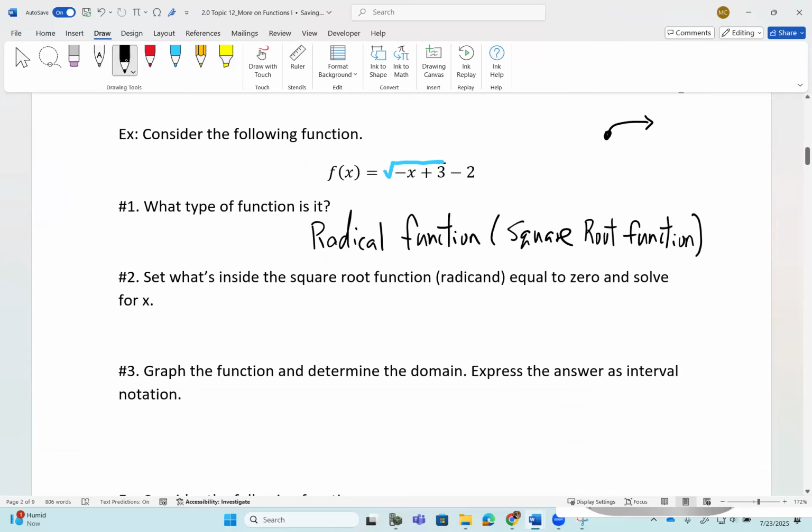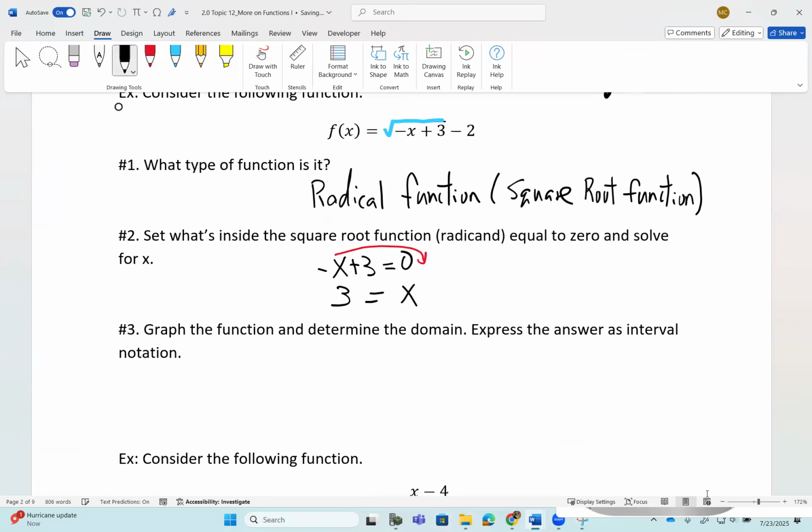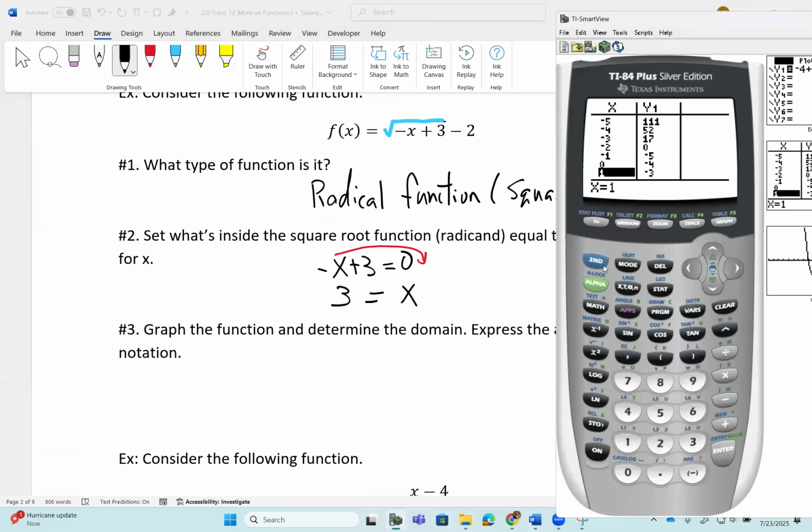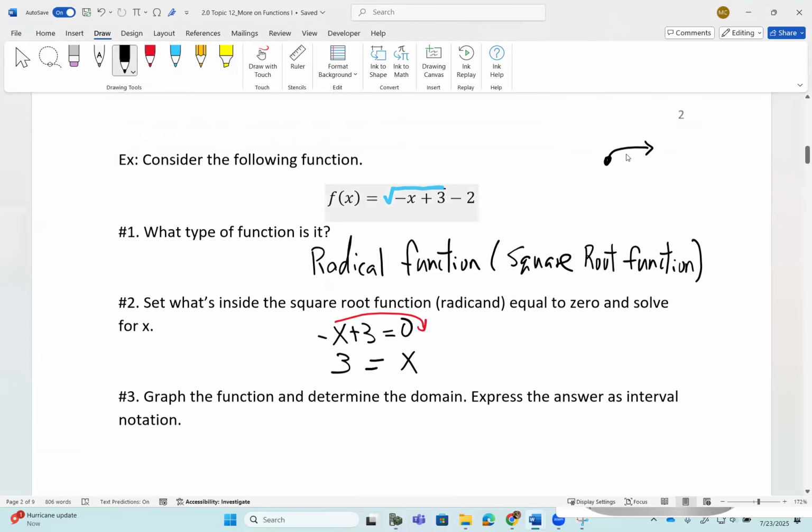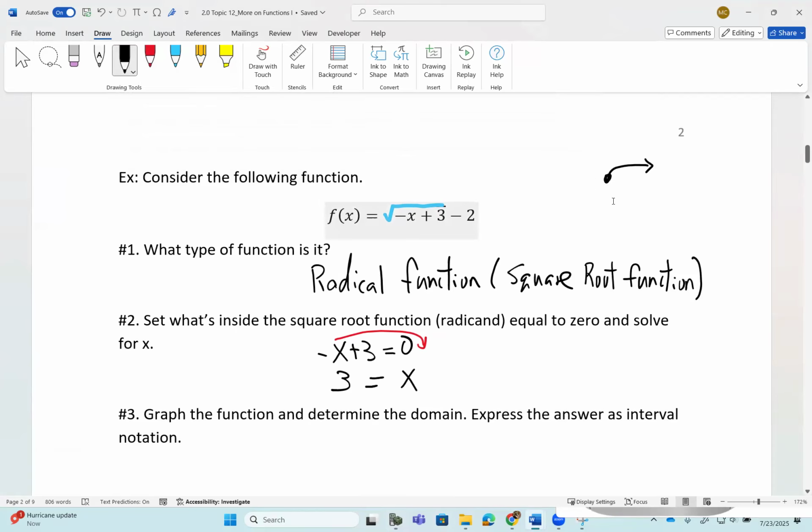So I'm gonna set my negative x plus 3, what's inside the radical, equal to 0 and solve for x. If I move the negative x over, x equals positive 3. All right, let me graph it so we can see exactly how this one looks. This particular example is not going to look like the one I drew back in topic 11, because there the x was positive. So this is a negative x.